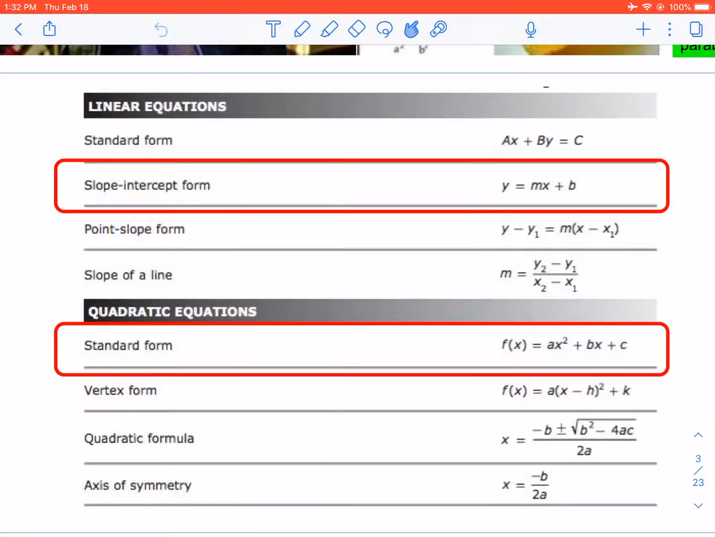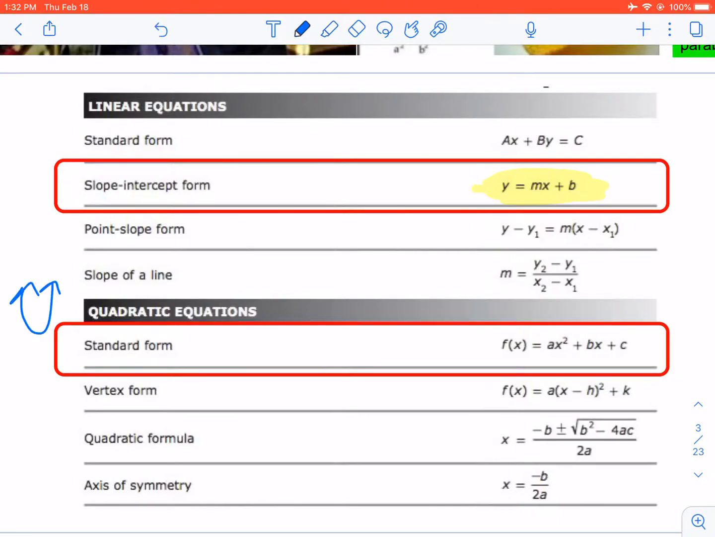This is a little background before we get started with number 1. Slope-intercept form is talking about lines. This equation right here, y equals mx plus b, is talking about a line where m is your slope and b is your y-intercept. We are now doing quadratic equations.